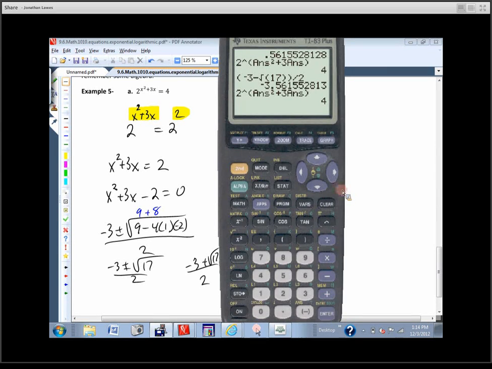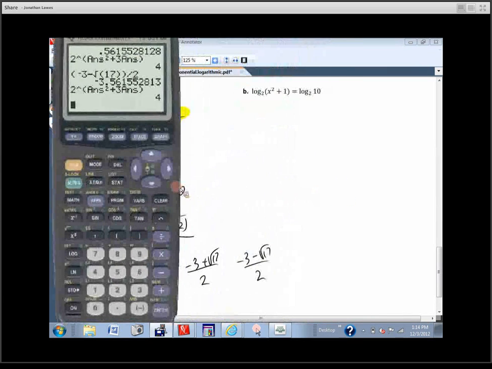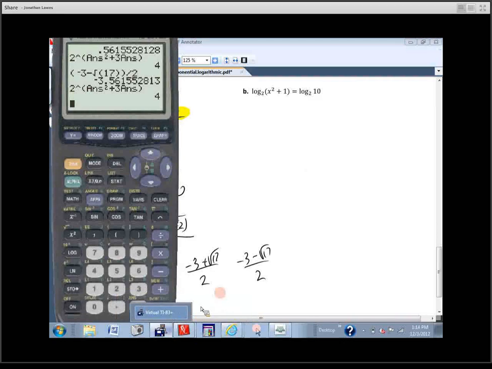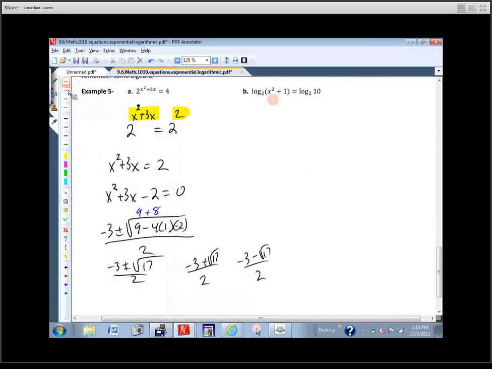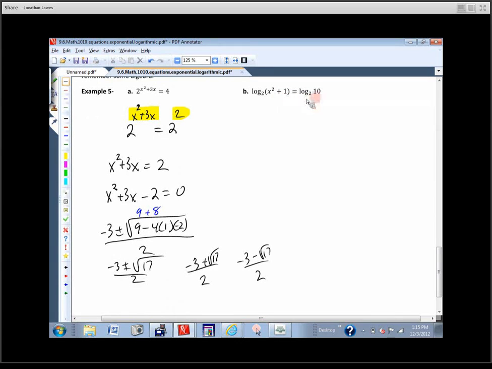Okay, all right, let's take a look at this last problem. This one says log base 2 of x squared plus 1 equals log base 2 of 10. Well, just like here, we got the bases to be the same, and then the only way that they could be equal is if the exponents were equal. Everybody watching? You don't have to write this down. If I took the log base 2 of both sides, wouldn't they undo each other?